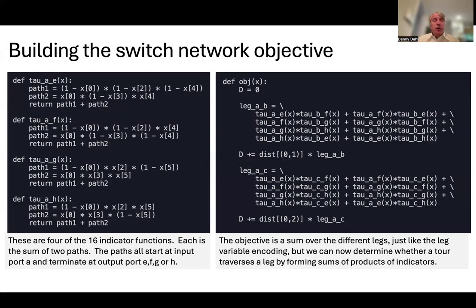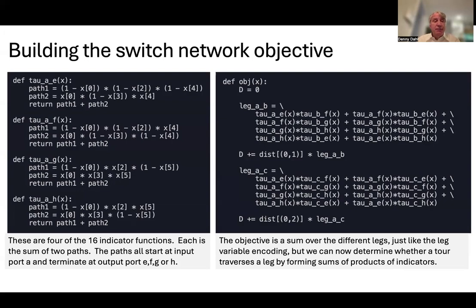Building the switch network objective is easiest if you use a symbolic algebra package like SymPy. I took a completely manual approach and wrote out the expressions for all 16 indicator functions explicitly. On the left, you can see four of the 16 indicator functions. Indicator tau AE is a function of the six switch variables, which are assembled into a list of length 6.